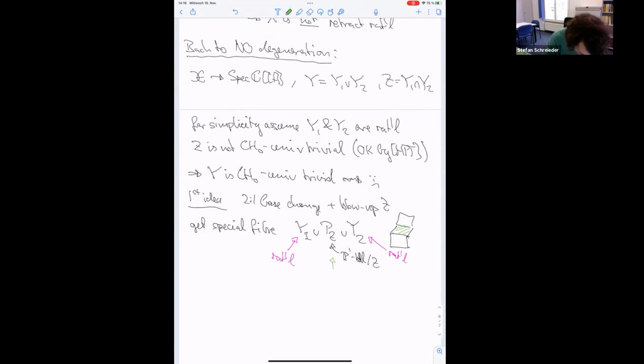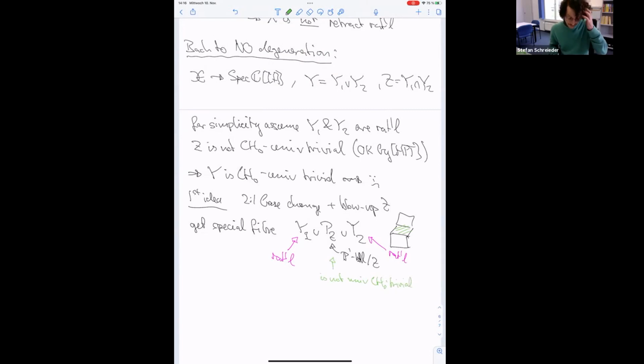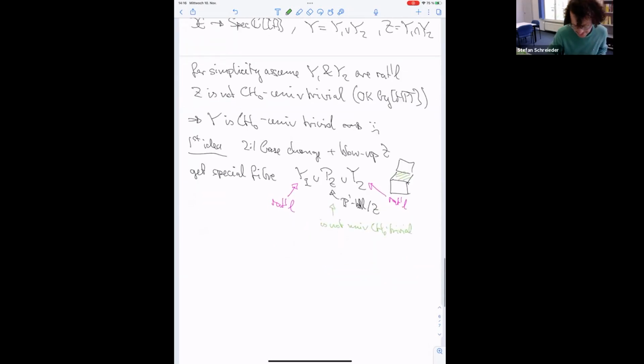So this is not universally CH_0 trivial, or has no decomposition of the diagonal, as you want to say. Okay, so maybe that is better, because now at least we have a whole component where zero cycles can live. But it's still not quite good enough. So here's the following example.